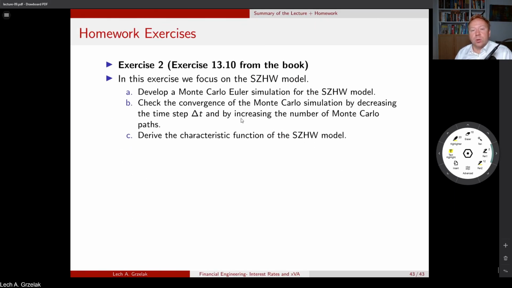The second exercise is to develop a Monte Carlo simulation, but not Euler discretization, rather a large time step simulation for the Schobel-Zhu-Hull-White model. This is the one we also have discussed in this course. Here you need to develop the Monte Carlo simulation, check the convergence, and derive the characteristic function. This characteristic function is rather involved, so I would recommend that you derive the corresponding ODEs, those ordinary differential equations, Riccati type of equations, and then that will be enough. But of course, the main objective here is to derive the fast Monte Carlo simulation, which allows for large Monte Carlo steps, and then compare that, please, to Euler discretization.